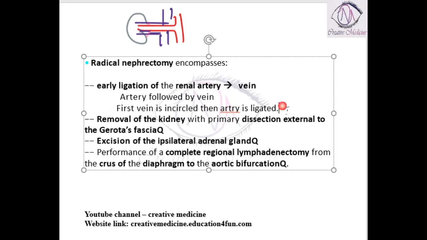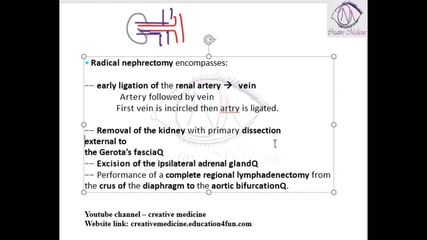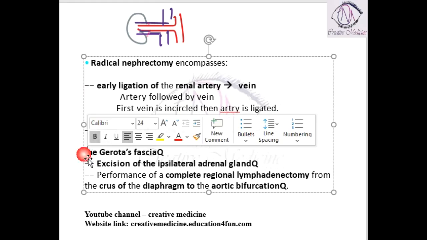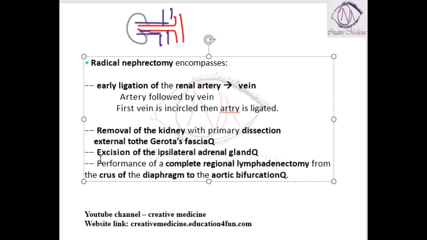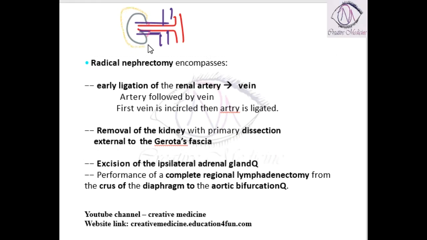The kidney is removed by a primary dissection external to the Gerota's fascia. So the removal is done outside the Gerota's fascia. This is the Gerota's fascia covering the kidney, and you will have to do the resection outside the Gerota's fascia and remove the whole kidney. And above the kidney, superiorly, we have the adrenal gland, so the adrenal gland is also removed.